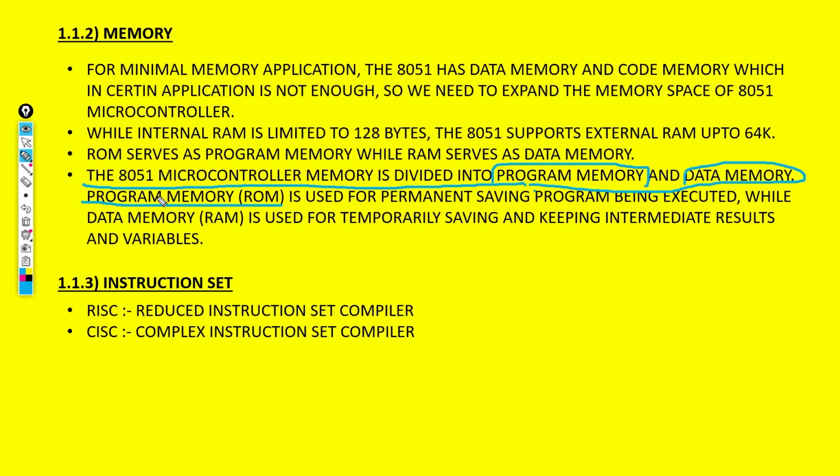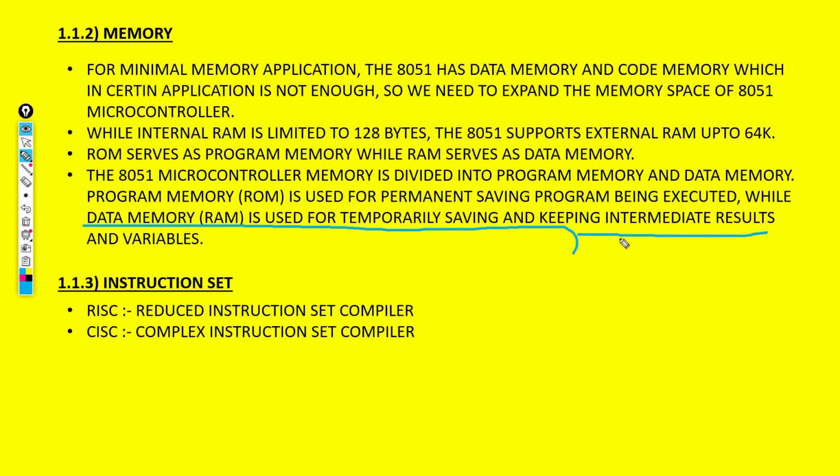Program memory is known as ROM, and it is used to save data permanently, which means permanent saving of the program being executed. It means that after your program has been executed and your work has been done, it will save your data. Which will save your data? Program memory, which is known as ROM. And now, what is data memory? Data memory is used for temporarily saving and keeping immediate results and variables. Data memory, which is RAM, is used to save the data only while we are compiling our data or instructions.